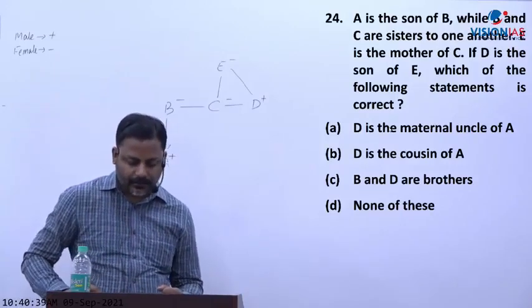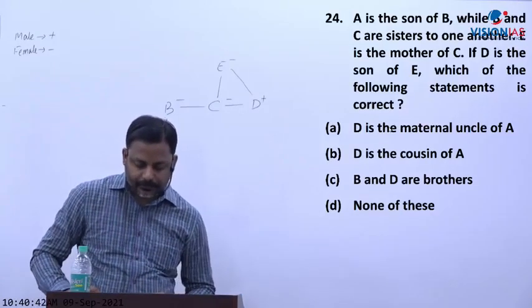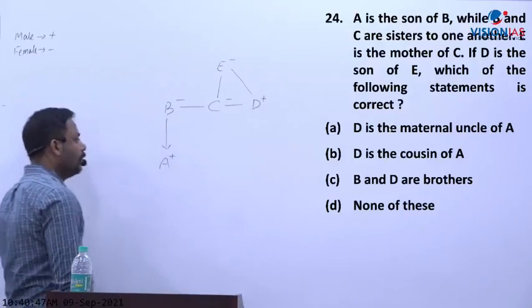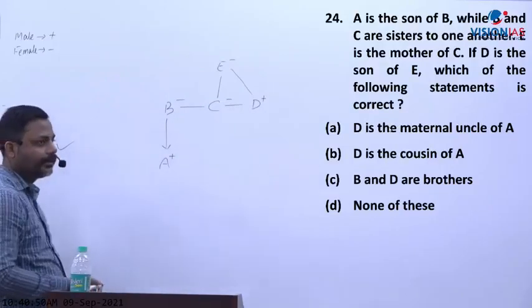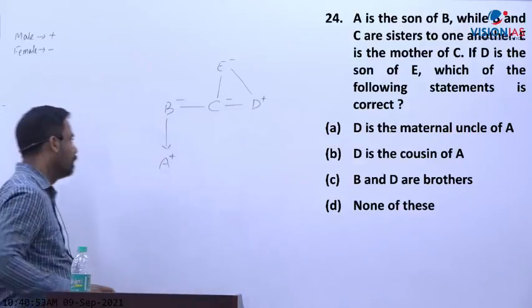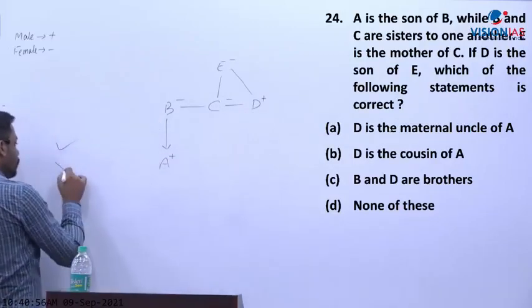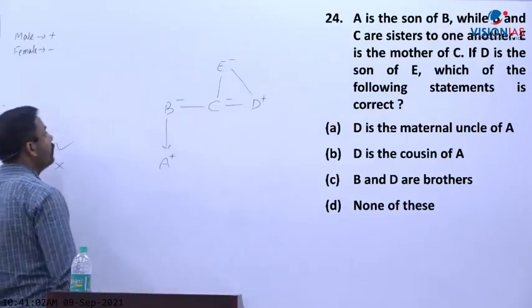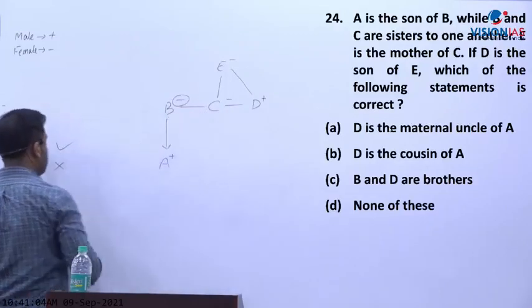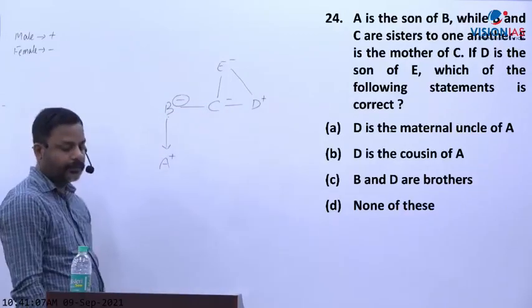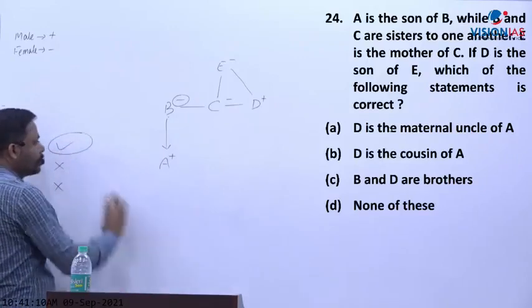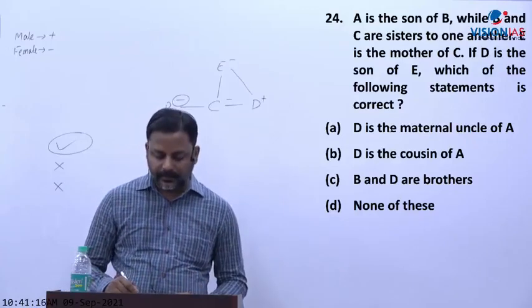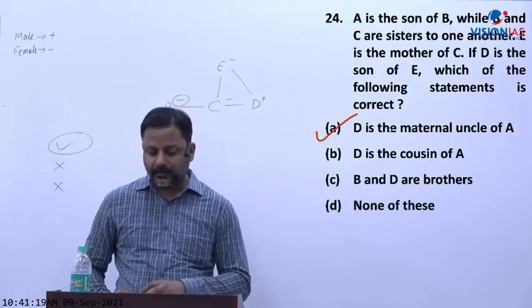So if D is the son of E, then which of the following statements is correct? D is maternal uncle of A. Yes, mother's brother. Means option A is correct. D is the cousin of A. No. Since both are not in same generation, this cannot be the answer. B and D are brothers. No. B is sister of D. And the fourth one is none of these. So since we are getting the first option correct, our answer will be option A. D is maternal uncle of A.